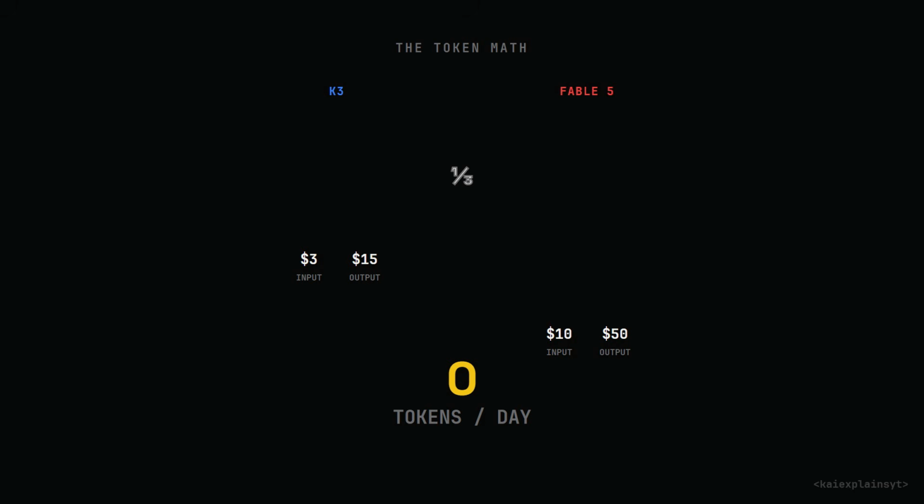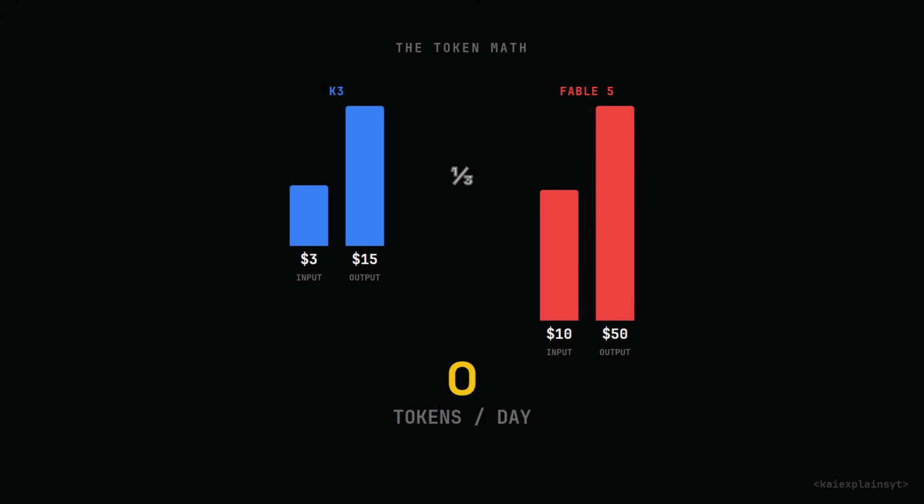The token math flips hard. Kimi K3 runs at $3 per million input and $15 per million output. Claude Fable 5 charges $10 and $50. So you are paying roughly a third for a model that lands 3 points behind. And if your workflow reuses context the way every coding agent does, rereading the same files over and over, cached input drops to 30 cents a million, a tenth of the sticker price.